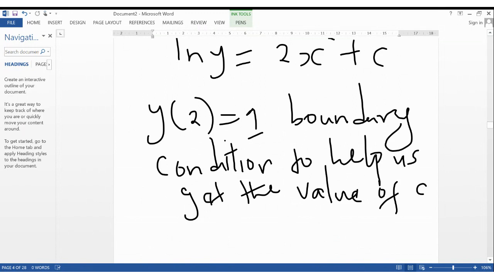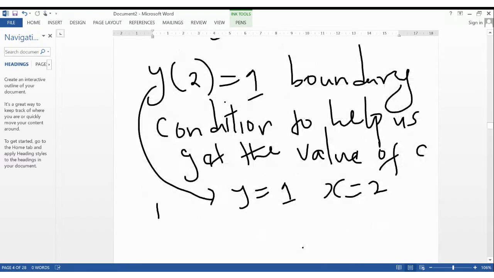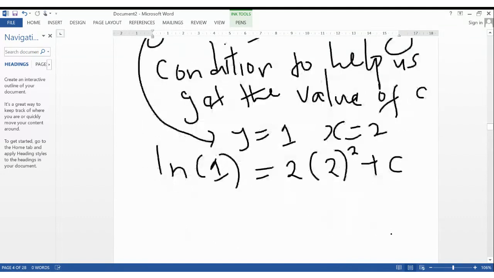So how do you check that one? We had said that this one means what? That y is 1 when x is equal to 2. So I replace back in the equation. Substituting, I'll get ln 1 is equal to 2 times 2 squared plus c. Someone tell me. So ln 1, remember ln 1 is the same as 0.